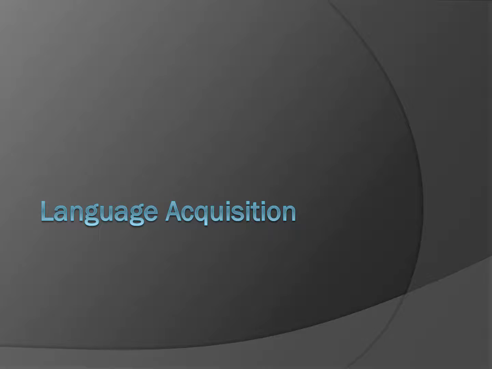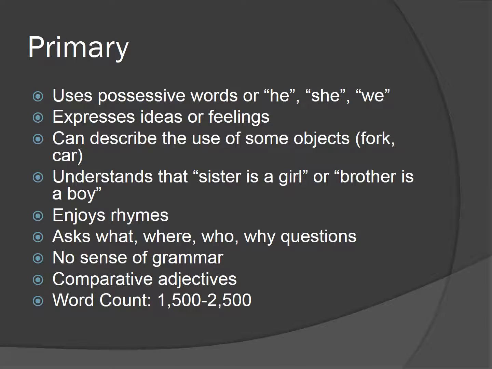Next, I'm going to talk about the different stages of language acquisition. So the first stage would be primary. Children in this primary stage of language acquisition are able to use pronouns such as he, she, and we. They can sometimes express ideas or feelings and can describe the use of some objects that they're really familiar with, such as a fork or a car. They tend to understand that a sister is a girl or a brother is a boy, and they enjoy rhymes because that's what they're exposed to quite a bit. They ask a lot of questions, especially what and where questions, but they don't really have any sense of grammar. They sometimes are able to use comparative adjectives, but their word count is low. It's between 1,500 and 2,500 words.